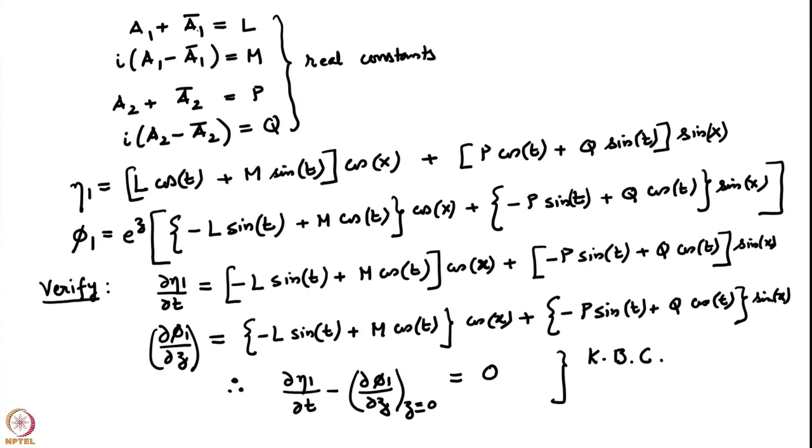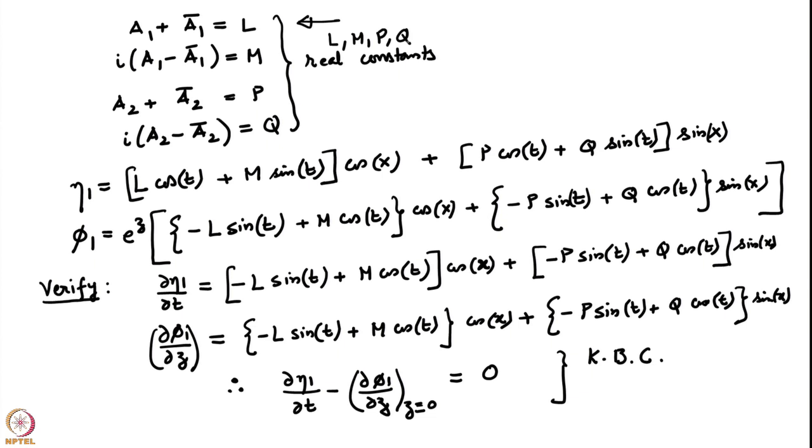I have said that A1 plus A1 bar is equal to L, some real constant. Similarly, i times A1 minus A1 bar is equal to M, A2 plus A2 bar is equal to P, and i times A2 minus A2 bar is equal to Q. So, L, M, P, Q are all real constants. In terms of L, M and P, Q, one can simplify the expressions that we had written. All the coefficients get expressed in terms of L, M and P, Q.